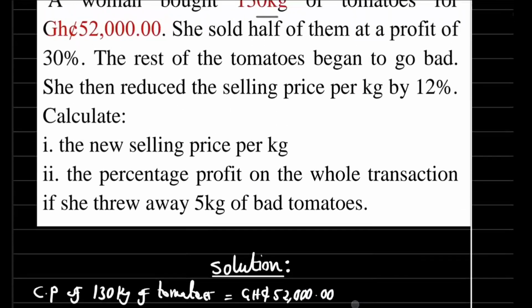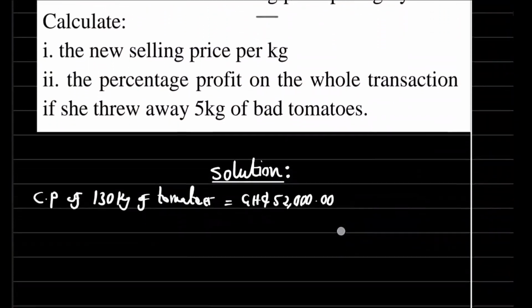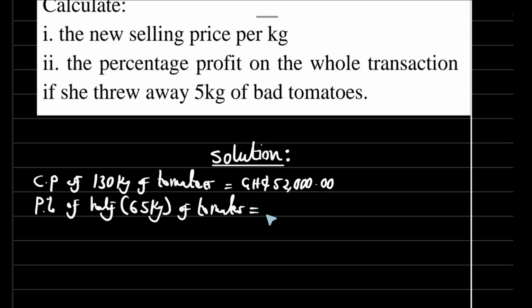It says she sold half of them at a profit of 30%. So that means we have half of the tomatoes being sold. So we'll have our profit percent of half. So half of 130 will give us 65 kg of tomatoes. So we know that the profit percent was given as 30%.